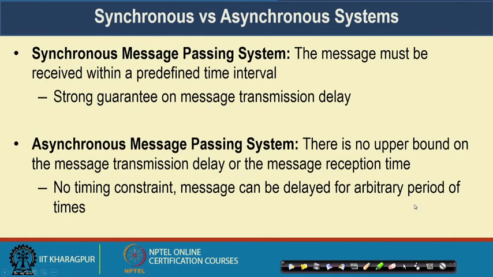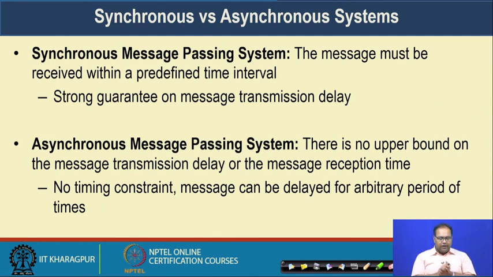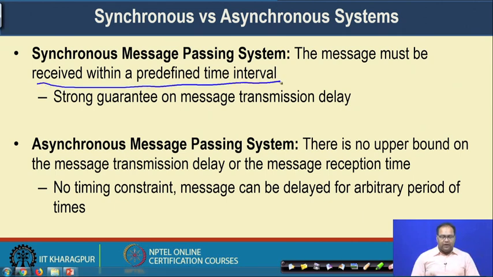Well, while dealing with consensus, we consider two different types of message passing system. One type we call the synchronous message passing system, and the second one is the asynchronous message passing system. In a synchronous message passing system, the message must be received within a predefined time interval. So, we have a strong guarantee on the message passing delay, and you know a priori what the maximum delay of message passing for this particular network can be.